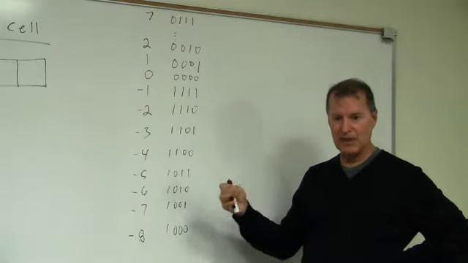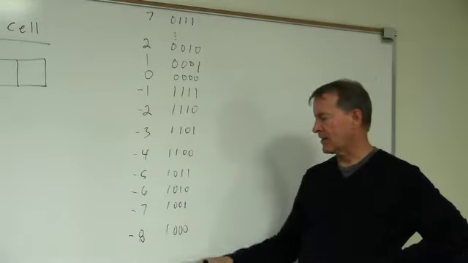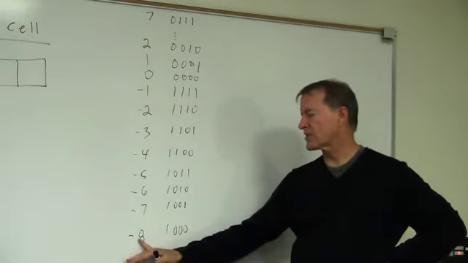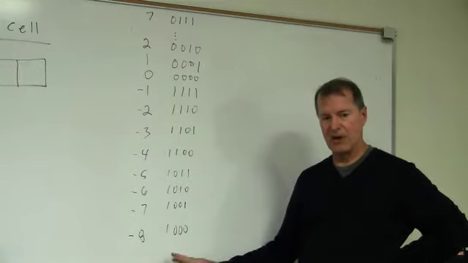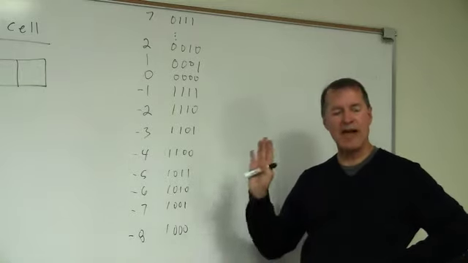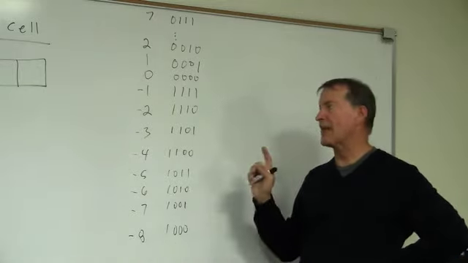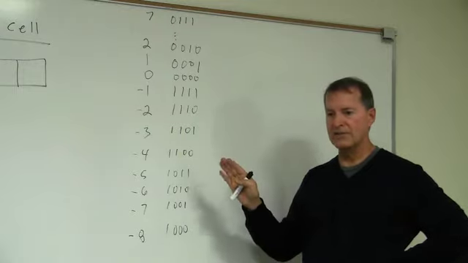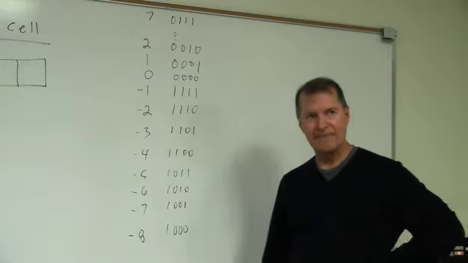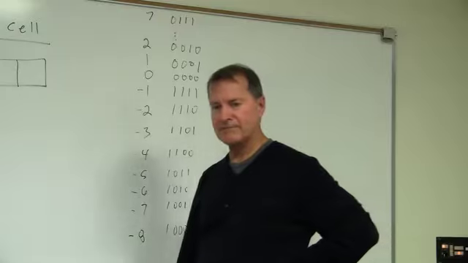Are you with me? No matter how many bits in the cell, how do you store the smallest number? 1 and then all zeros. And no matter how many bits there are in the cell, how do you store negative 1? All ones. Now, is everybody clear on that pattern?